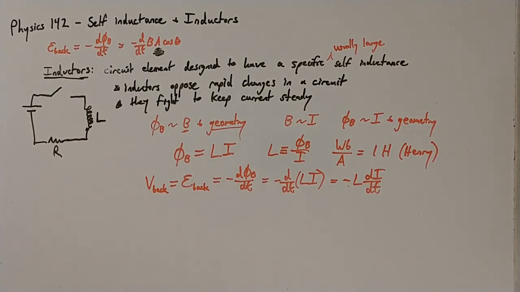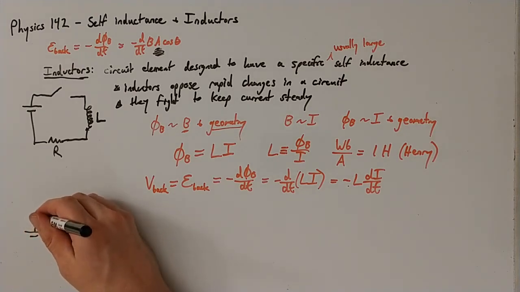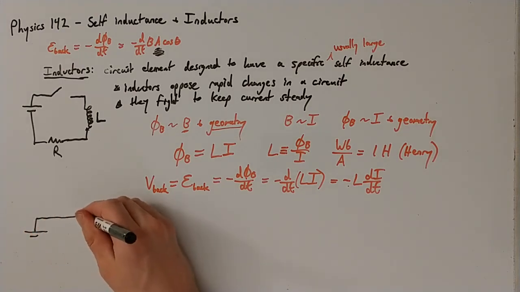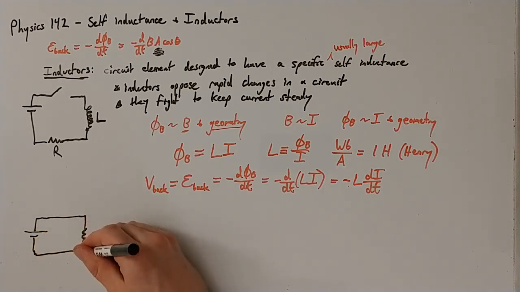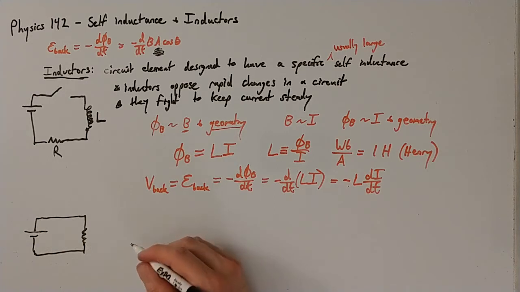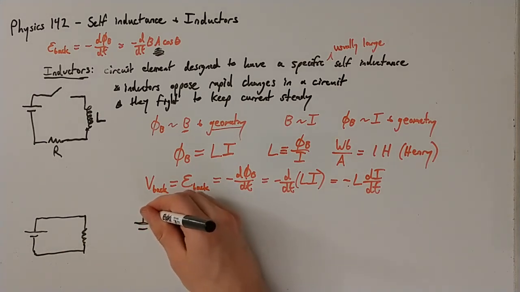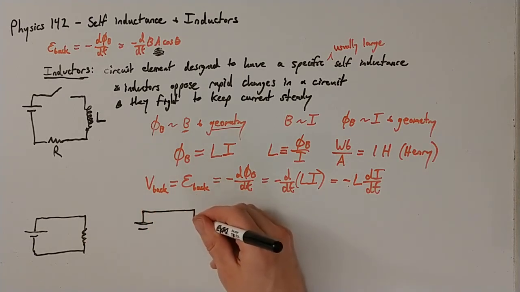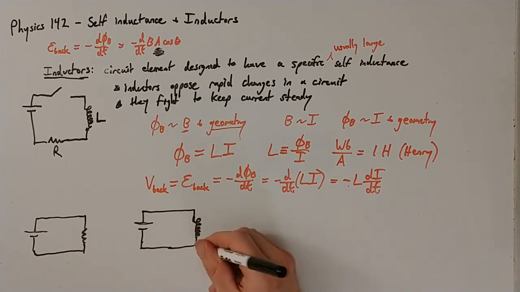So to do that, let's draw ourselves 4 circuits. I'm going to draw a circuit over here that just has a power supply and a resistor in it. Okay, so here is a circuit with a power supply and a resistor. And then let's draw 3 circuits, and they're all going to look the same, but we're going to have different things going on in them. So here's an inductor. I'm going to put an inductor in this circuit.